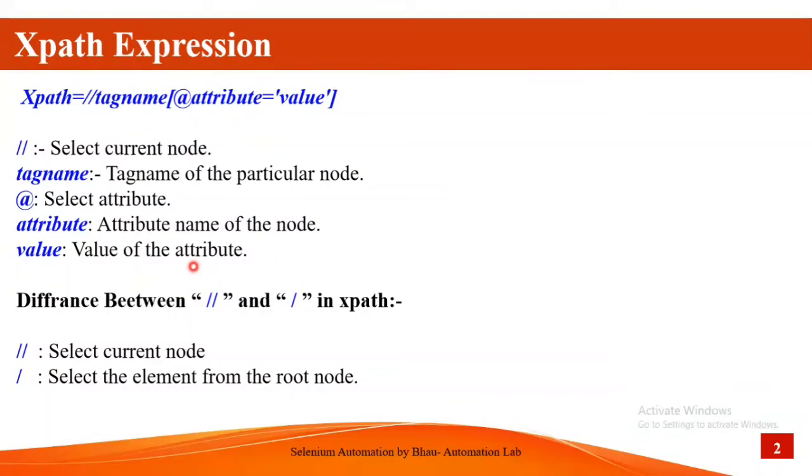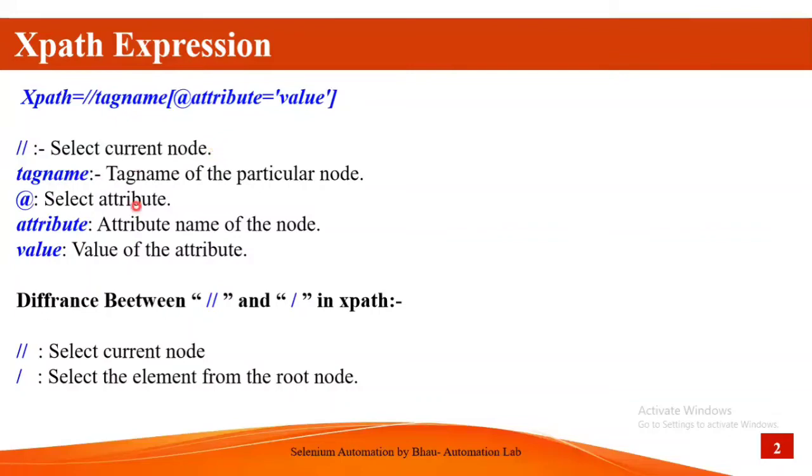So what is meant by the double slash in XPath? If you define the double slash in XPath, then it selects from the current node. In the DOM structure, if you define any XPath starting with a double slash, then it will start that XPath from the current node. So what is meant by that current node?